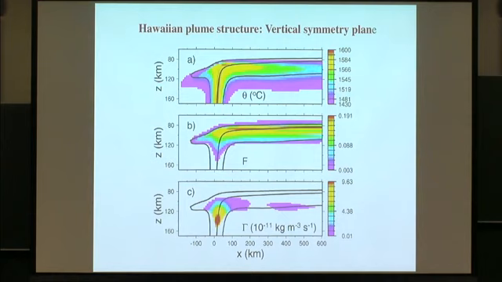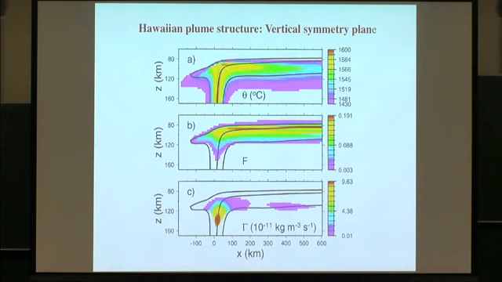So here's the plume structure now in vertical planes, the vertical symmetry plane of the plume. So at top you have again the potential temperature of the plume running up to 1600 here. The black lines represent typical streamlines or path lines because this is a steady flow. It shows where the material goes. So something coming up right in the middle of the plume, in the hottest part, would follow this line.